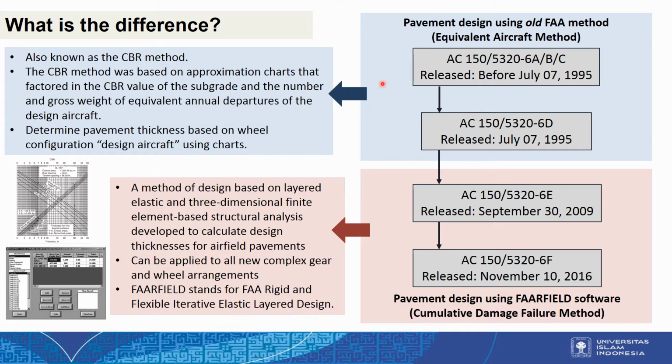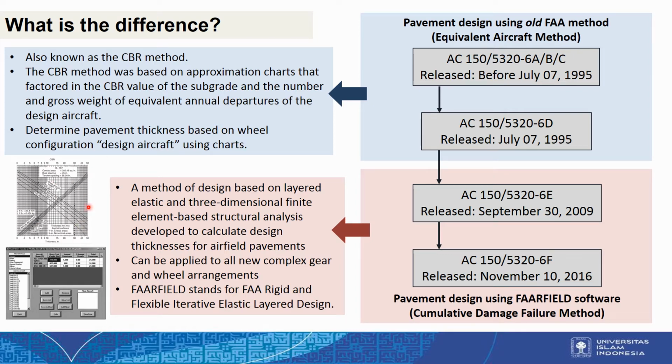What is the difference between the equivalent aircraft method and the cumulative damage failure method? The equivalent aircraft method, or the old FAA method, is also known as the CBR method for flexible pavement design. The CBR method for flexible pavement was based on approximation charts, so we use charts that factor in the CBR value of the subgrade and the number and gross weight of equivalent annual departures of the design aircraft.